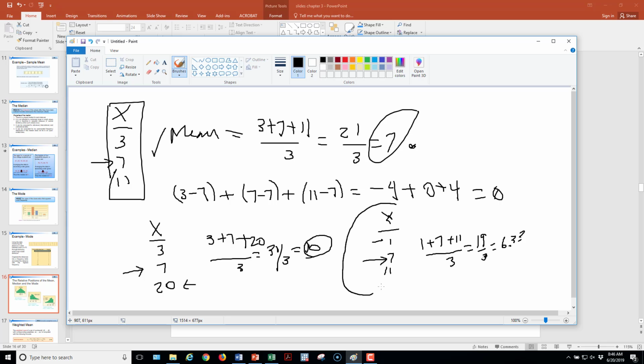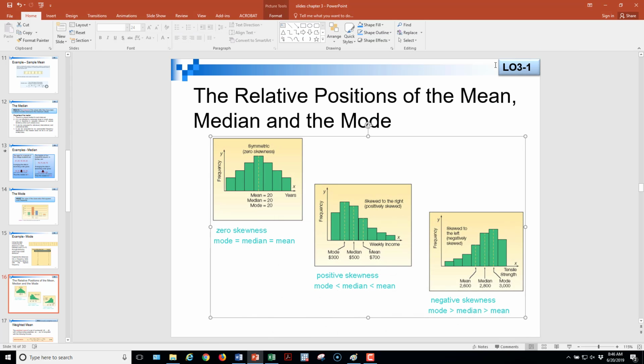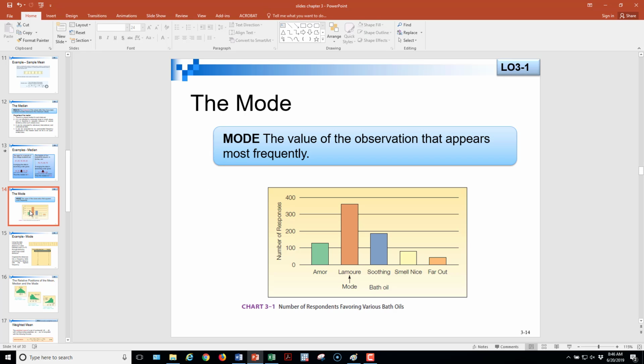So in this case we have negative skewness. In this case here we have positive skewness, or skewed to the right in this case, and skewed to the left in this case, and no skewness in this case. Now the final measure of location, or central location, is the mode.